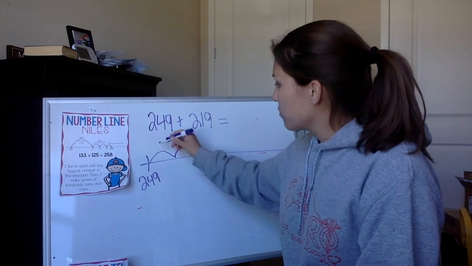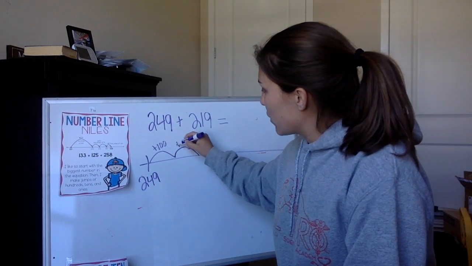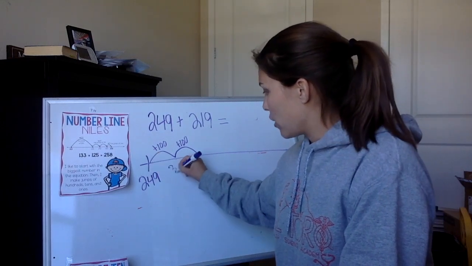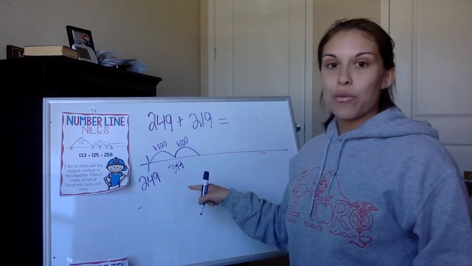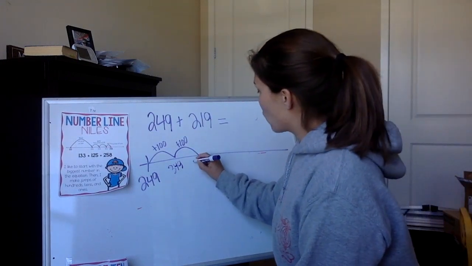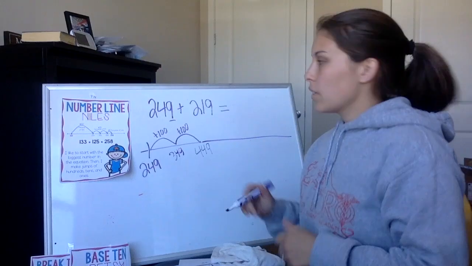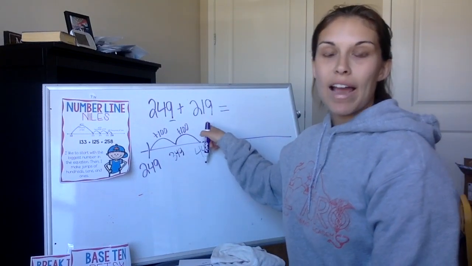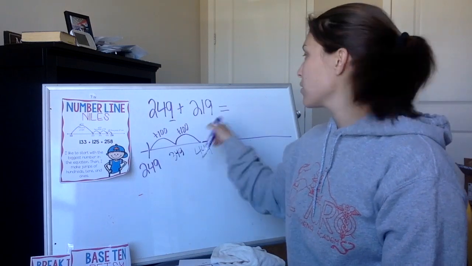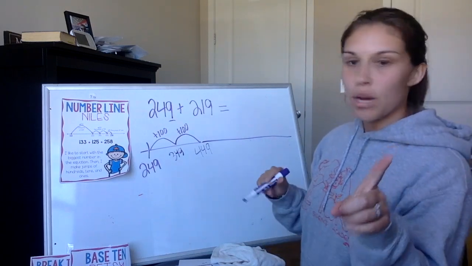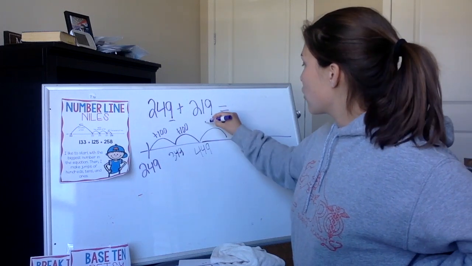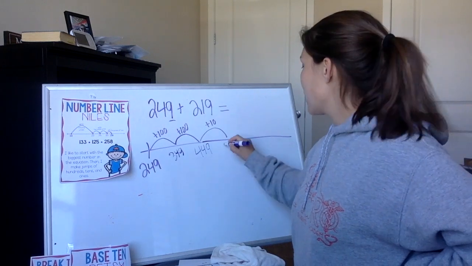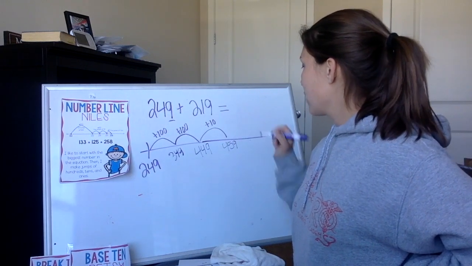1, 2. Very important that I label what I'm doing on top. 249 plus 100 is 349. And 349 plus 100 is 449. All right, boys and girls, now that I've added my 200s, I need to look at my tens place. How many tens are in the tens place? 1, excellent. So I'm going to do 1 jump of 10. Remember, I'm always writing on top what I'm doing. 449 plus 10 is 459.